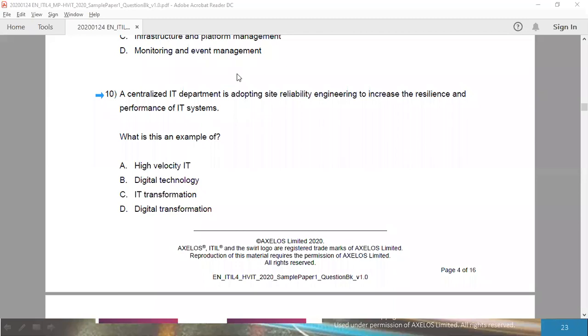Let us practice a sample question on IT transformation as compared to digital transformation. Number 10. A centralized IT department is adopting site reliability engineering to increase the resilience and performance of IT systems. What is this an example of? High velocity IT, digital technology, IT transformation, digital transformation. Note carefully the use of the word IT department, which gives me a hint that it could be IT transformation, but let's check it out.